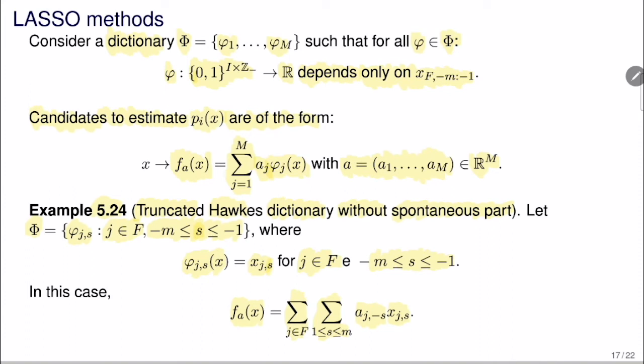With this dictionary, what we want to do is, we take our space-time model, let's say the Hawkes model, and we want to approximate pi of x by a function of this type.